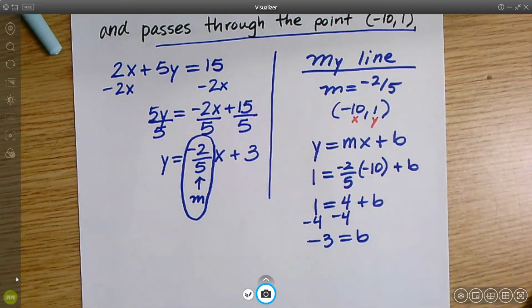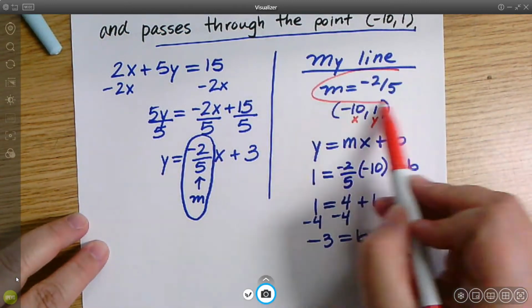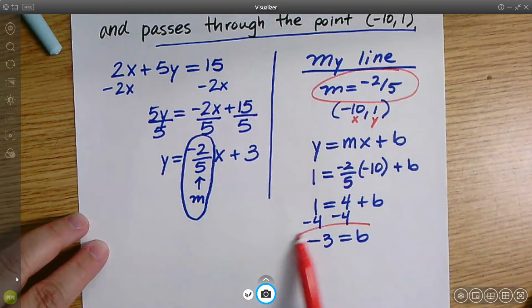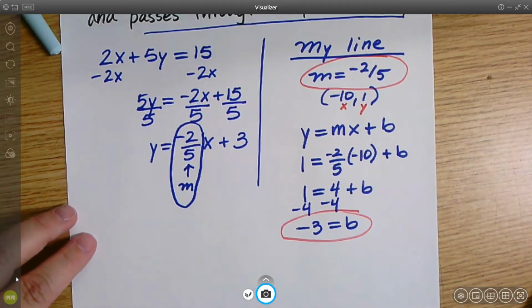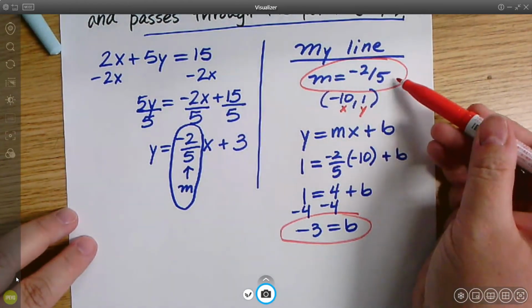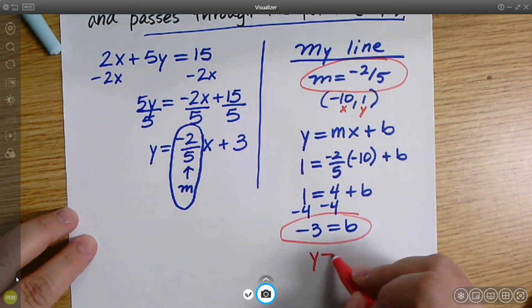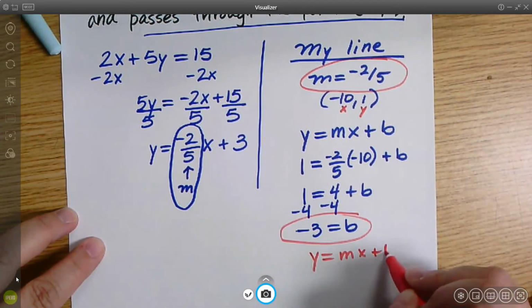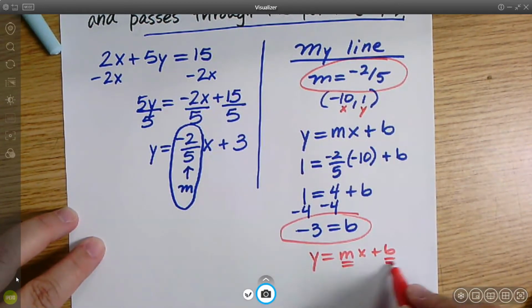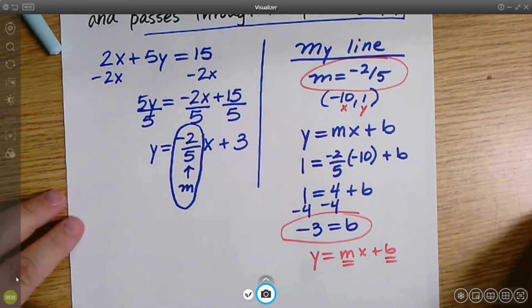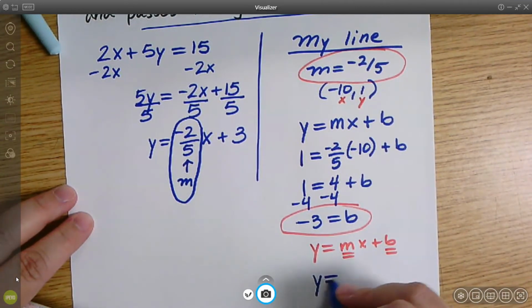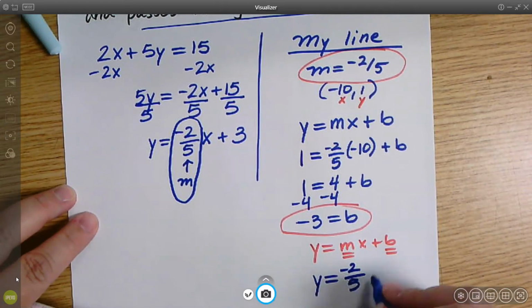The things I need to write my equation in slope-intercept form, specifically, are the slope and the y-intercept. So I'm going to take y equals mx plus b, and I'm going to put those two things in, and then I'll have my equation of my line. So my line's equation is y equals negative 2/5 x minus 3.